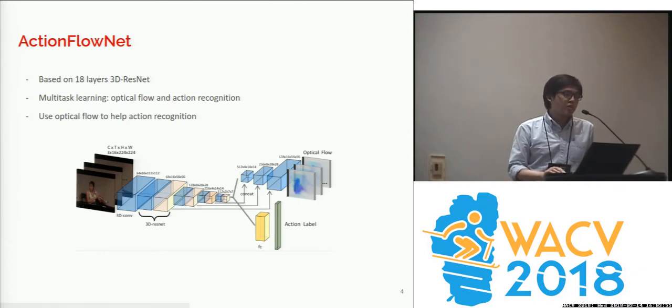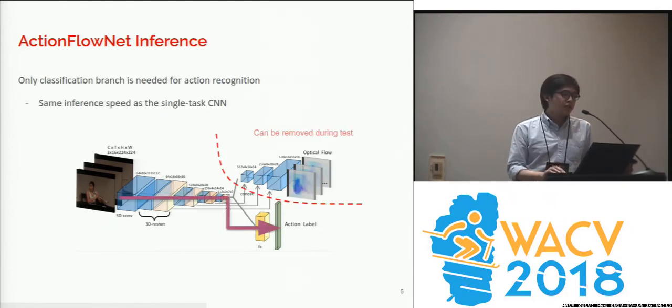We employed a multitask learning in our network by jointly estimating the optical flow and action recognition. The idea is to have the network to learn optical flow and learn the motion representation inside the network, and then use the motion information learned in the network to improve action recognition. During inference, only the classification branch is needed for action recognition, and the decoder for optical flow can be removed so that it can have the same inference speed as a single task, single stream CNN.